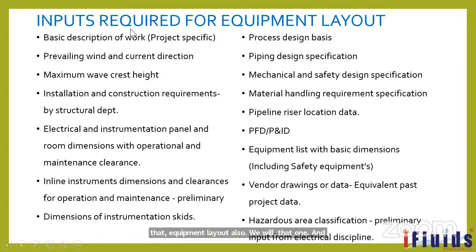And then, what are all the other input requirements: wind and current direction, maximum wave height, and electrical, where we are going to install the electrical instrumentation panel, and some room dimensions with operational and maintenance clearance. Like I said, that like exchanger, same like that. If any lift is there, whether overhead space is there or not. If any substation is there, there will be underground cable entrance. All that we have to see while deciding the equipment layout.